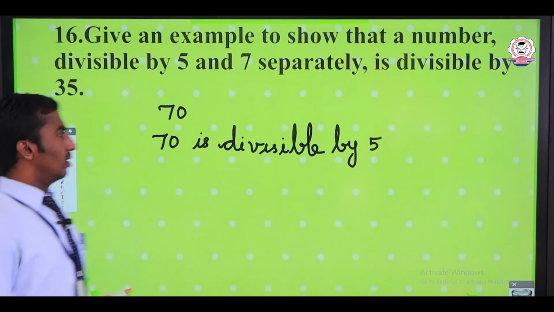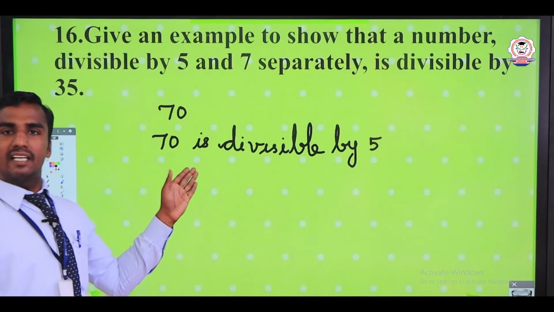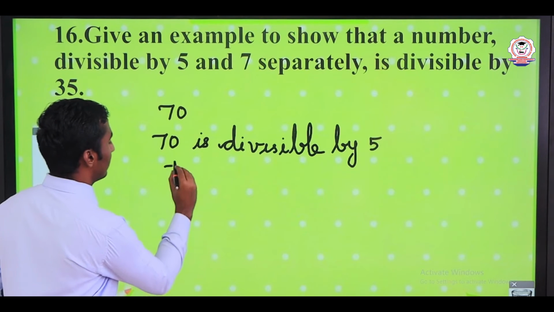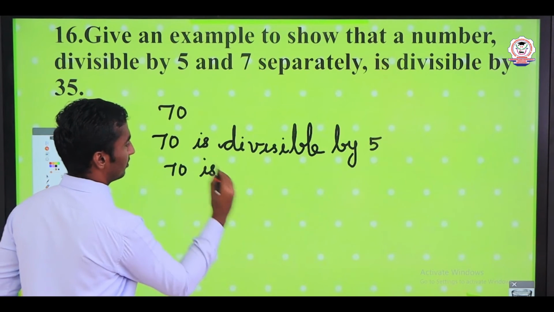So next is 7 table. So 70 means 7 table, 7 tens are 70. So 70 is divisible by 7 table.